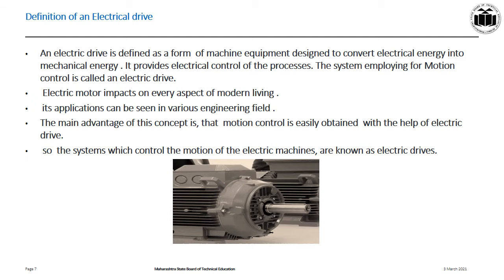In simple words, a drive is a device that provides the required motion for useful work. Now, a drive can be mechanical or electrical type. Examples of mechanical drive are steam turbine, water turbine, etc. And an electric drive example is nothing but the electric motor. So, it provides electrical control of the processes. The system employed for motion control is called an electric drive.